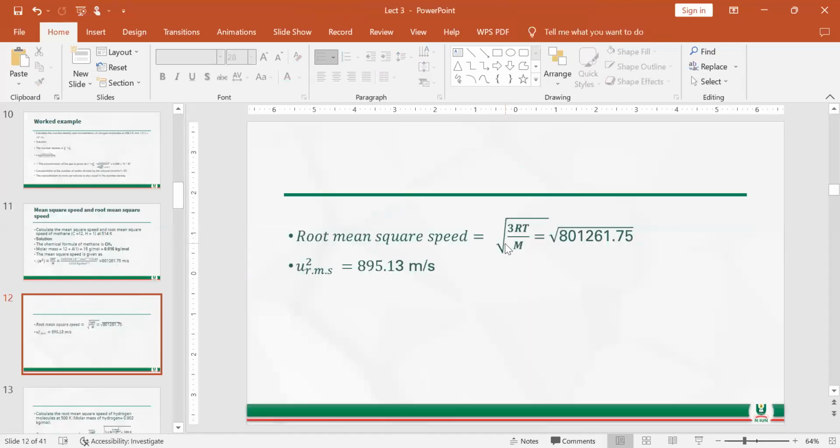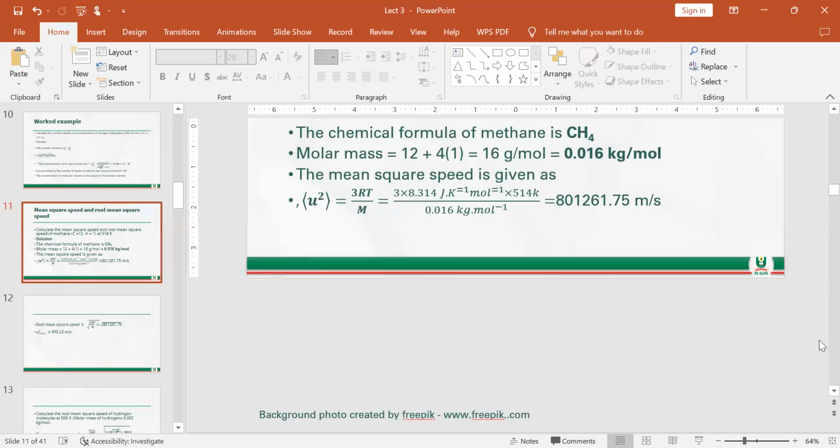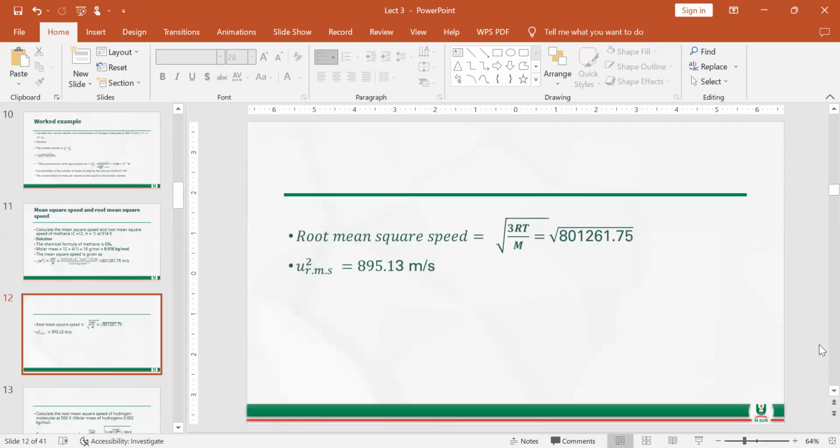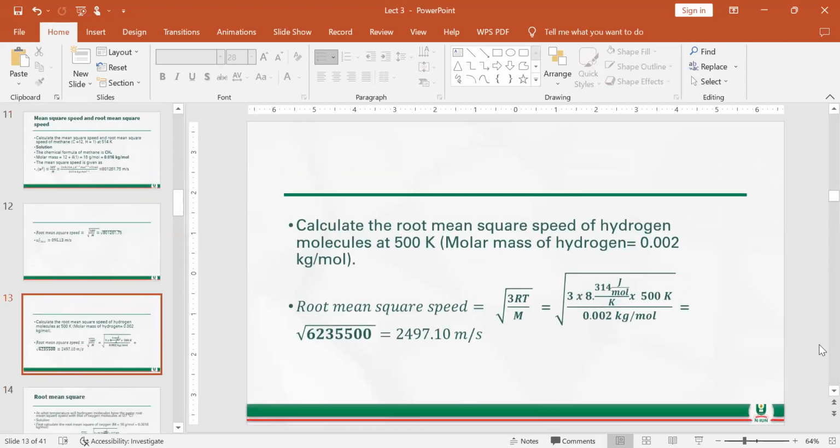The root mean square speed is the square root of the mean square speed. So for that compound we just calculated, the root mean square speed is the square root of that value, and we have the root mean square speed. So the mean square speed first, then you now calculate the root mean square speed. So that is what we have there.